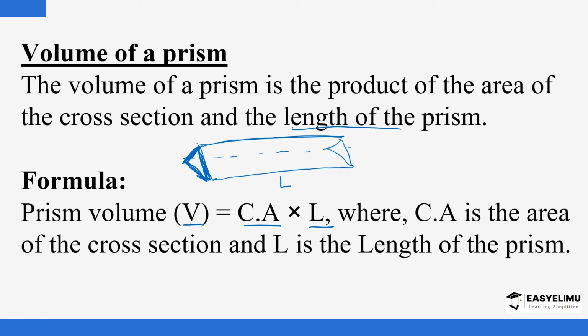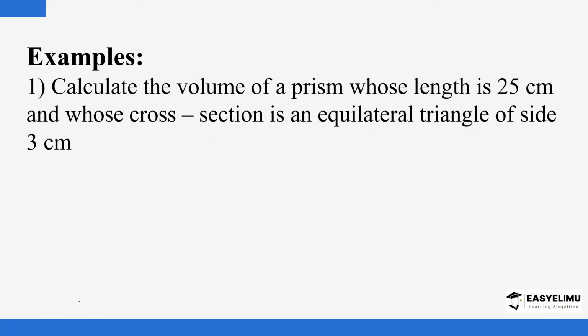Now you have to come to a point where you are concluding that it is a prism. For you to do that, you should be able to identify a uniform cross section, a cross section that does not change. An example: calculate the volume of a prism whose length is 25 centimeters and the cross section is an equilateral triangle.